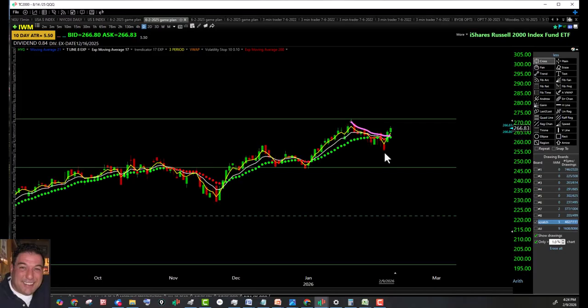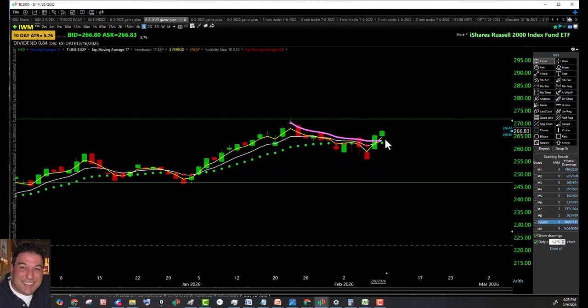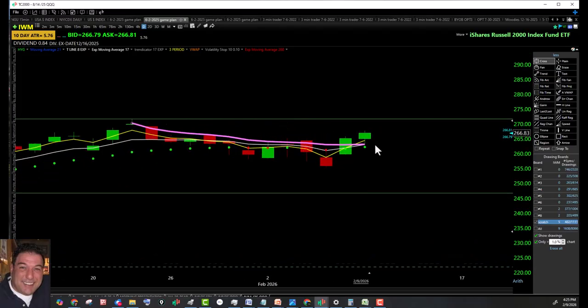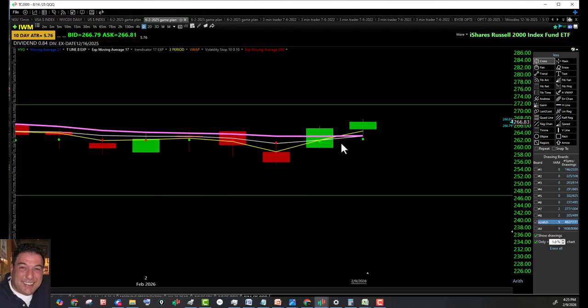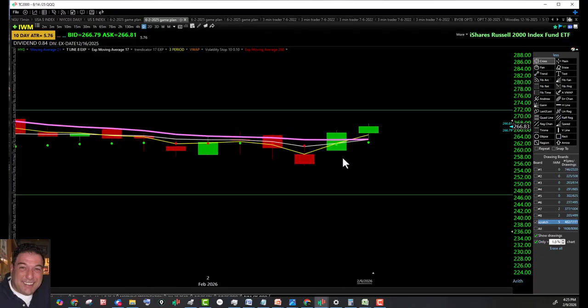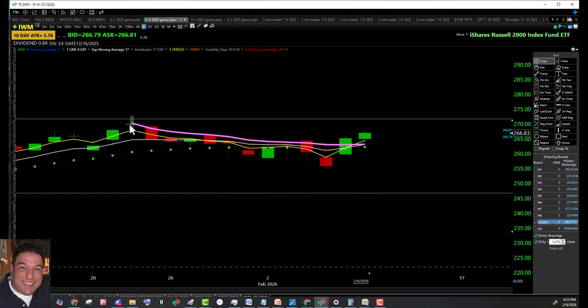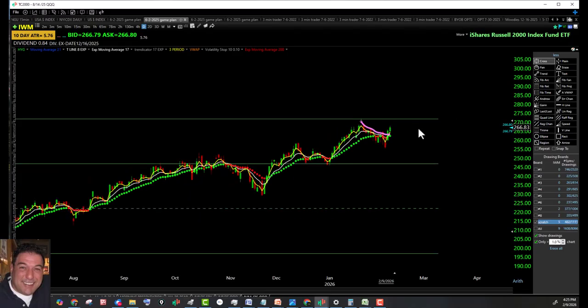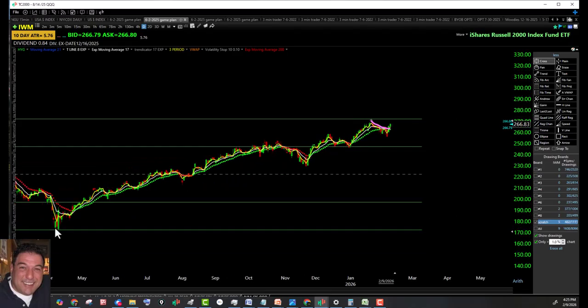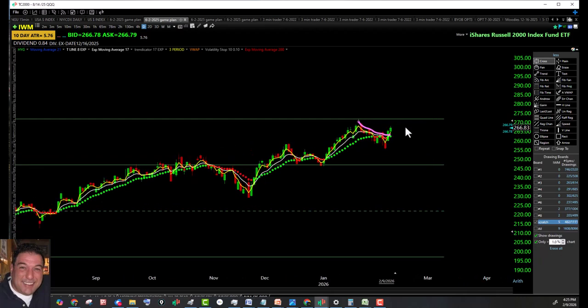IWM: higher high, higher low, closing over. We'll see the 3 crosses over the 8, over a bullish cross, and over the all-time high anchored VWAP. Clearly at the top of quadrant 4. Here's our April low, again the origin of the rally. Top of quadrant 4, that's bullish.